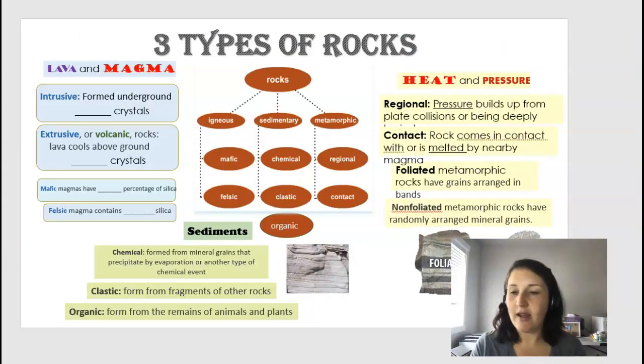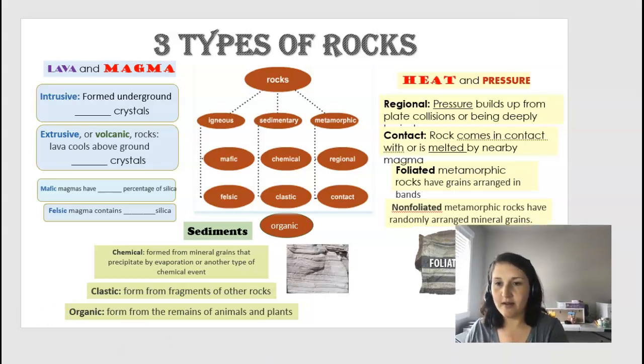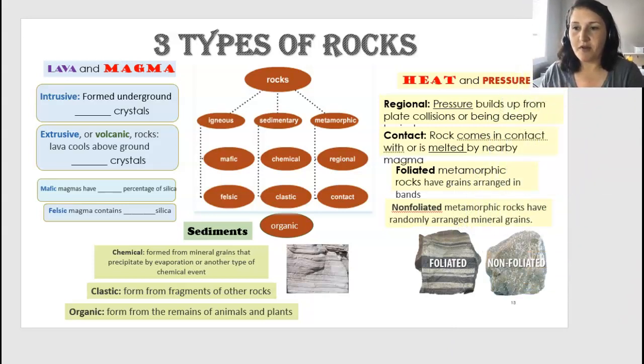Let's take a look in a little bit more detail at the different types of rocks and some of their features. So we started with igneous rocks. They can be mafic or felsic, depending on if they have low or high content of silica. The mafic rocks have high silica content, whereas the felsic rocks have low silica content.